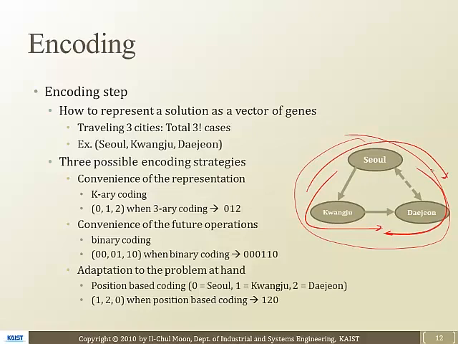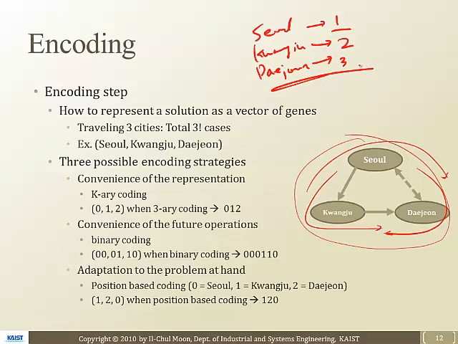With Seoul, Gwangju, and Daejeon, we want to encode Seoul to a certain value, like 1, and Gwangju to a certain value like 2, and Daejeon to a certain value like 3. So we want to encode these real-world cities into numbers. That is called encoding. So the encoding step is how to represent a solution, a genotype. How to represent a genotype with a vector of genes.